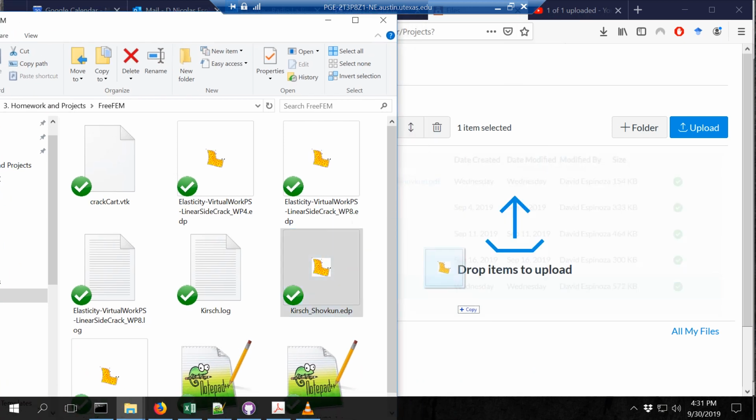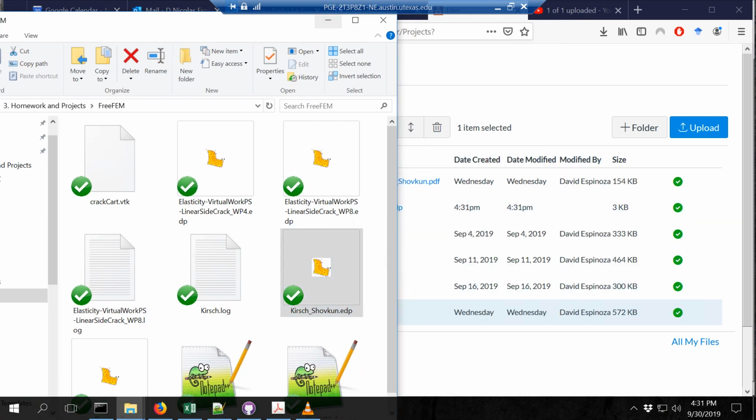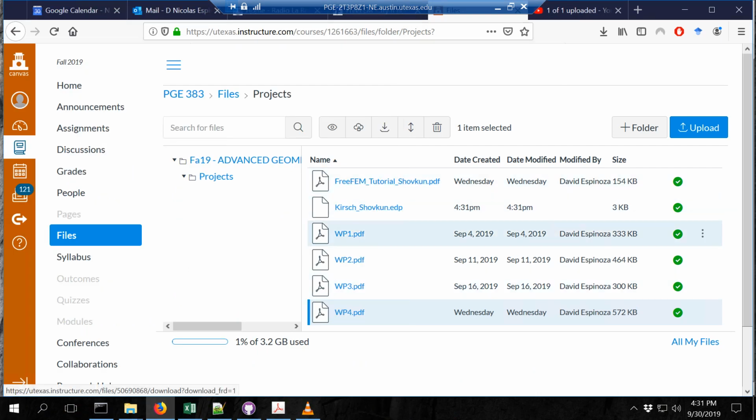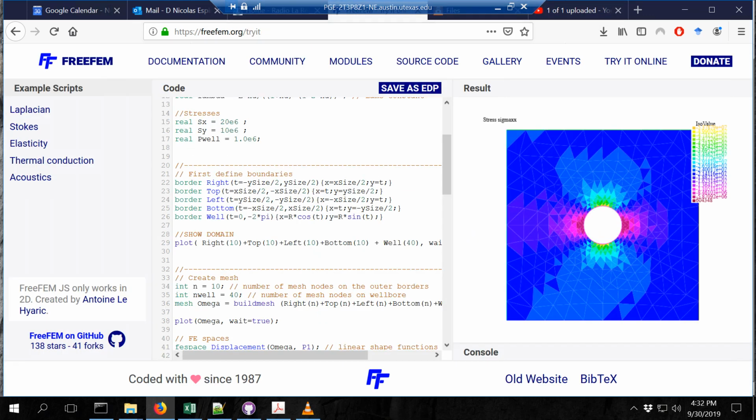Okay, I'm going to give you the code, guys. So you can download it now, okay? You can download this one, Kirsch, download it. But you're going to have to modify this code so that you do the solution for the hydraulic fracture, okay? So you need to know what goes on in here.